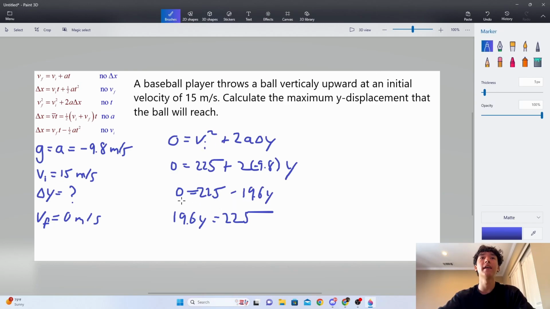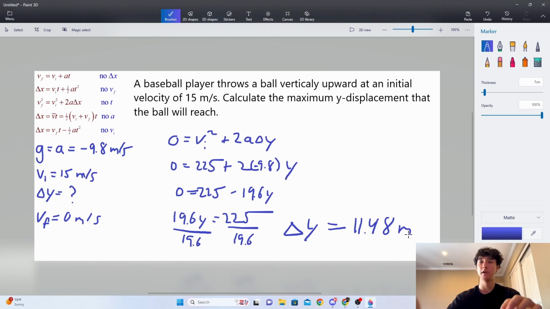And then now we add it onto the side. So 19.6y is equal to 225, right? And then we just literally divide by 19.6 to get y, or really it's the change in y, which is equal to 11.48 meters. And that's how we find the maximum y displacement that the ball will reach.